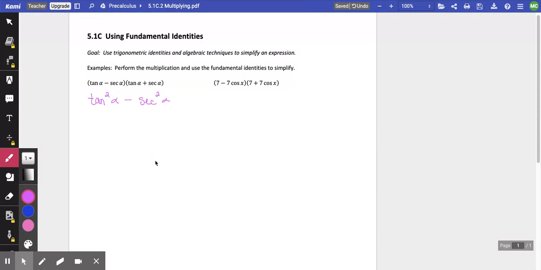Now, there is that fundamental identity that relates tangent squared and secant squared. So there are two ways that I could go about this one. I think I'm going to take the one where I replace tangent squared with what it's equal to. Now, on my fundamental identities, it says 1 plus tangent squared equals secant squared. So if I wanted to make that say just tangent squared, I would have to subtract 1 from both sides. So that means tangent squared would be the same as secant squared of alpha minus 1. That's replacing my tangent squared of alpha.